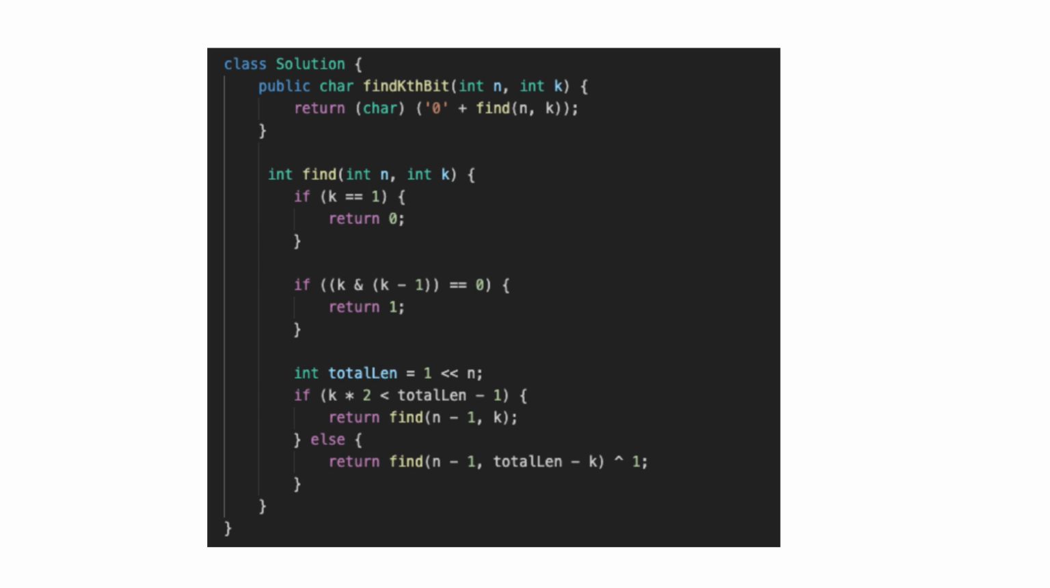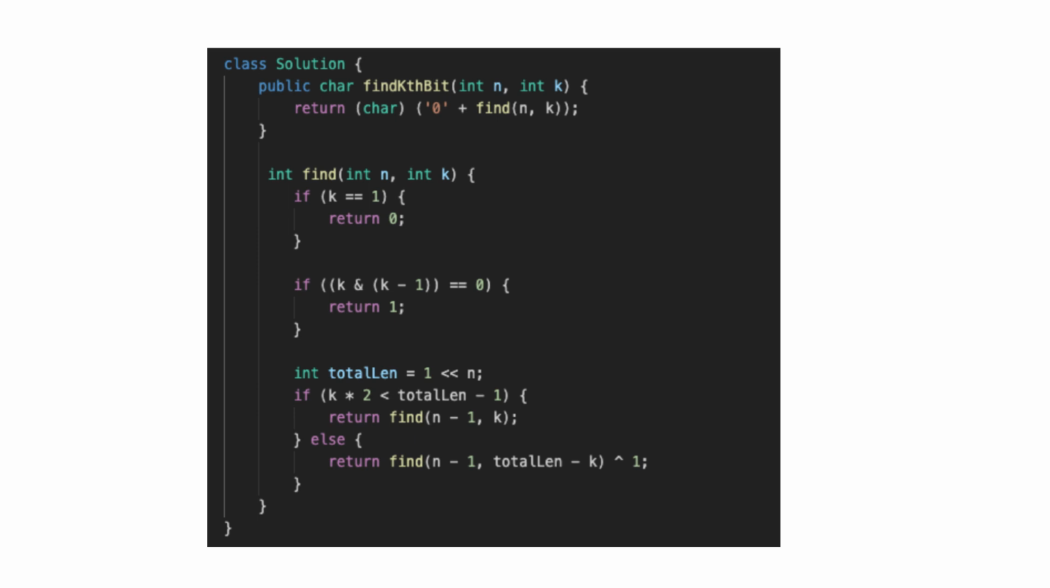Now if k is in the left half, we simply call find with n minus 1 and k. Else, we call find with n minus 1 and total length minus k, and then we invert the result. Inversion is done using XOR with 1. Finally we convert the integer result to character by adding '0'. Time complexity is O of n. Space complexity is O of n because of recursion stack.